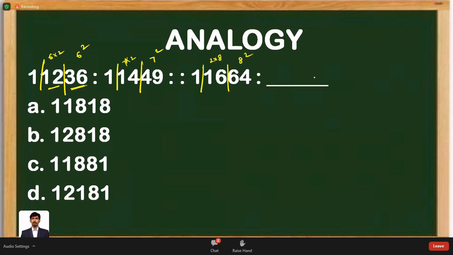What is the next one? The next one will start with 1, and you can observe this is 6 square, 7 square, 8 square. The next one is going to be 9 square. What is 9 square? 81. What is double of 9? That is 18. So the answer choice must be 11881. You can mark it as option C.